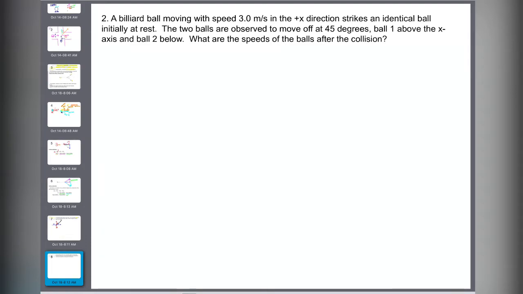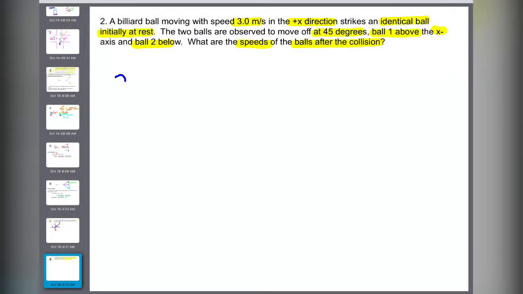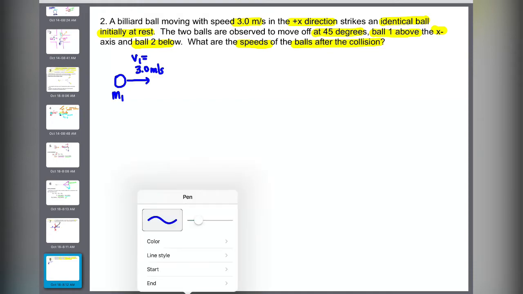A billiard ball moving at a speed of 3 meters per second in the x direction strikes an identical ball initially at rest. The two balls are observed to move up at 45 degrees, ball 1 above the x and ball 2 below. What are the speeds of the ball after the collisions? So first object, it's only going along x at 3 meters per second. Okay, meters per second. I'm going to call this v1. Are we okay that that's the initial velocity?